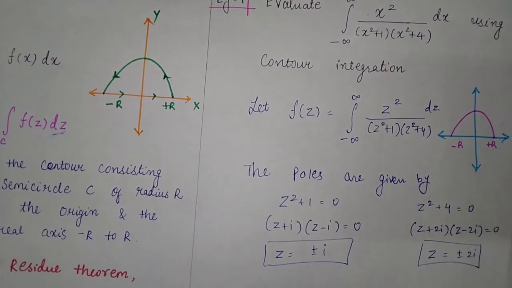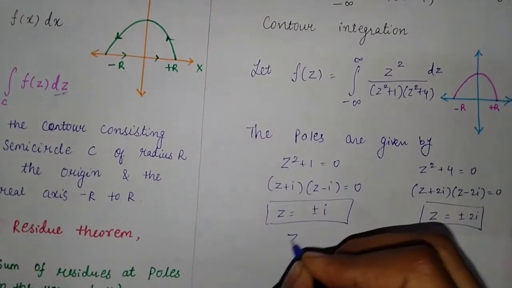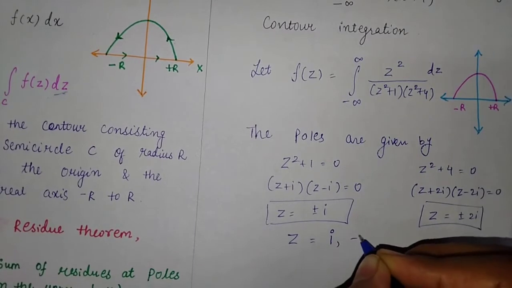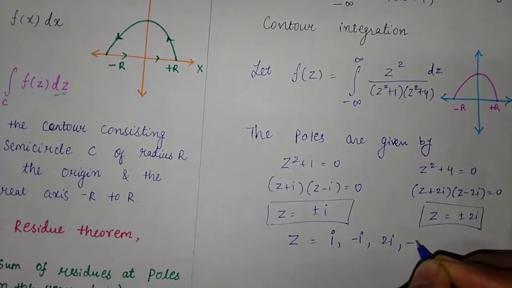So these are the 4 poles which we got. That is, આપણને ક્યાં 4 poles મળે છે? i, minus i, 2i and minus 2i.